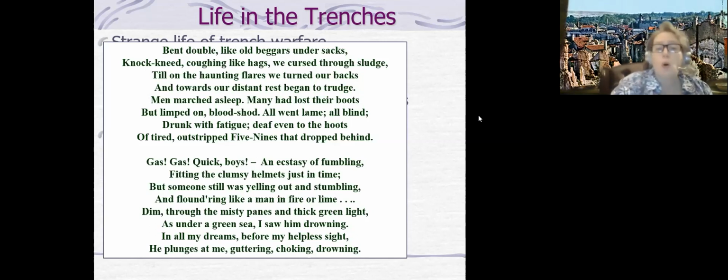Gas! Gas! Quick, boys! An ecstasy of fumbling, fitting the clumsy helmets just in time. But someone was still yelling out and stumbling and floundering like a man in fire or lime. Dim through the misty panes and thick green light, as under a green sea, I saw him drowning. In all my dreams before my helpless sight, he plunges at me, guttering, choking, drowning.